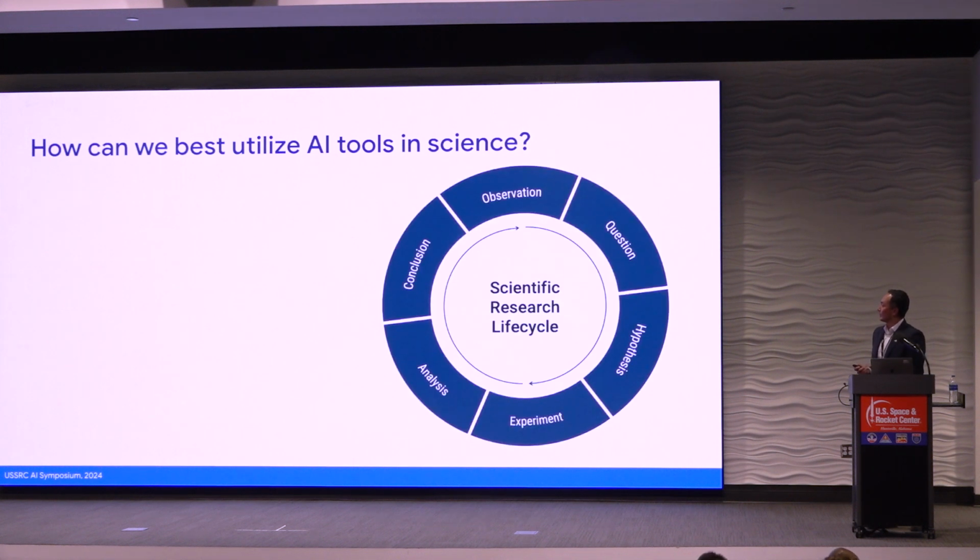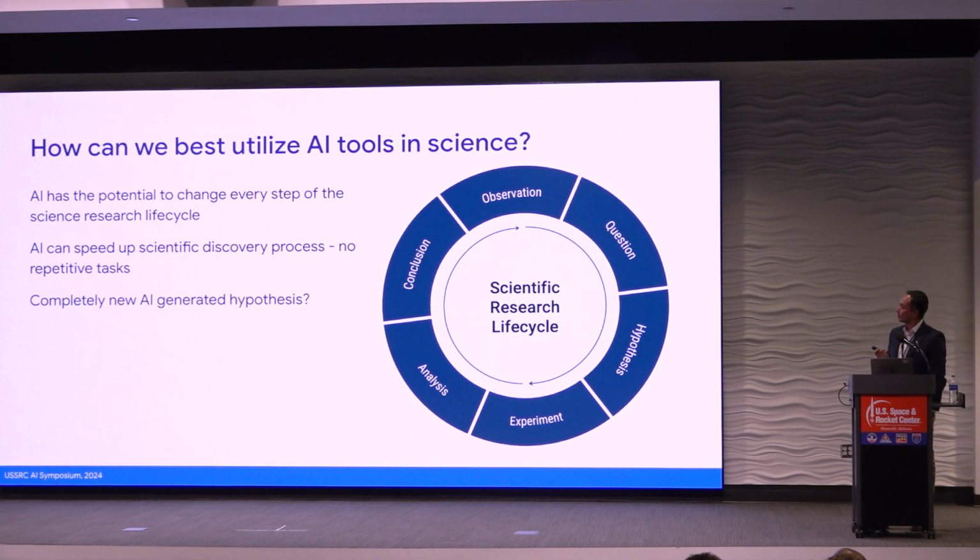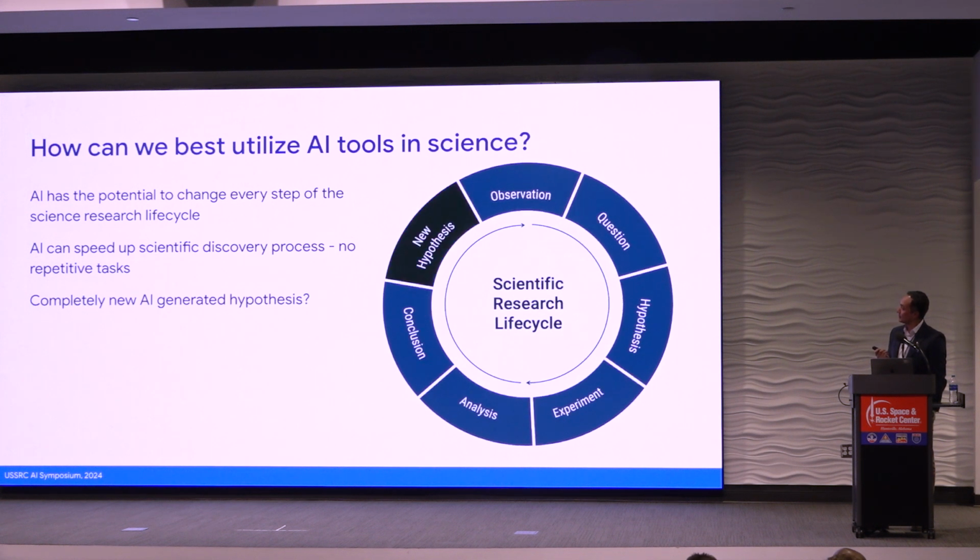All right, so the takeaway here is that AI has the potential to change every step of this science life cycle, the research life cycle. We can really speed up the discovery process, obviously, especially when there are repetitive tasks. Finally, what we want to get into is this, right? We have seen a lot of emergent behavior from large models. Can AI actually generate new hypotheses by combining these complex scenarios? That's where we want to get at some point.